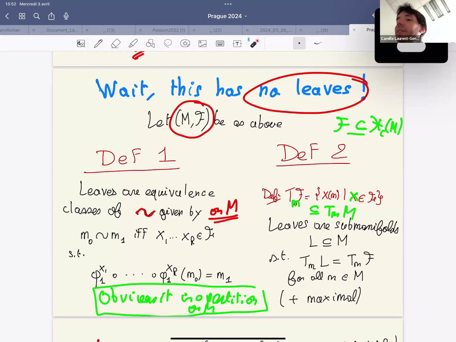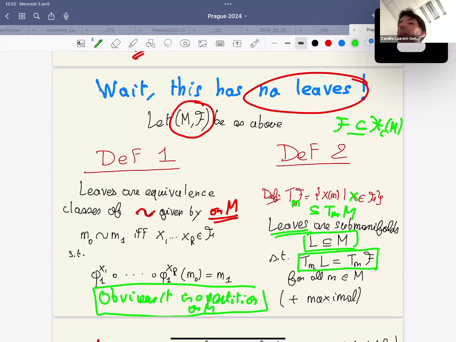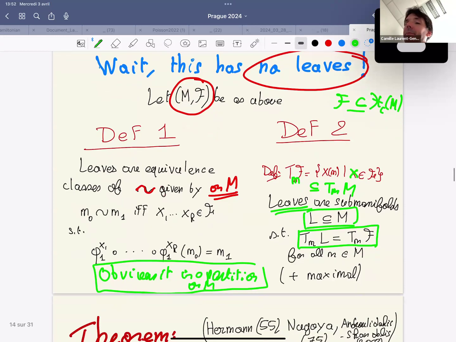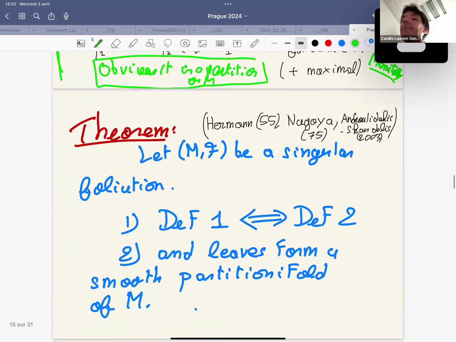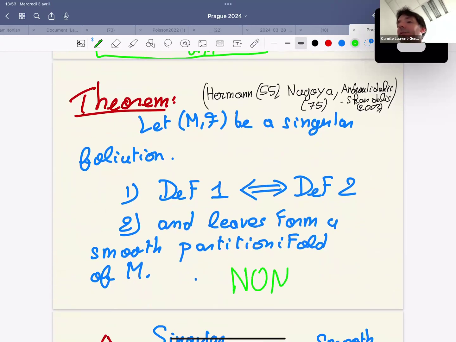So like this, you have a well-defined subspace of TMM. And you want leaves to be submanifolds L in M that satisfy this for all points. The good point with this definition is that leaves are manifolds. The bad point is that existence is not clear. Well, with the other definition, existence is given. What is not clear is that it is indeed a partition, that it is indeed a submanifold. Well, it's a highly non-trivial theorem.